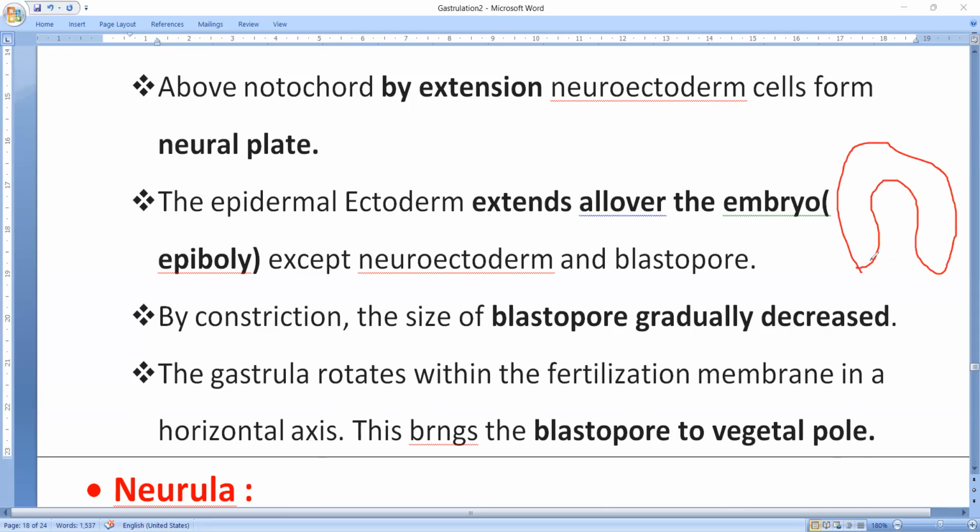Okay, so this is blastopore, this is archenteron. Okay, so here this size is gradually decreasing. So this is the arrangement. Okay, so this is animal pole, this is vegetal pole.